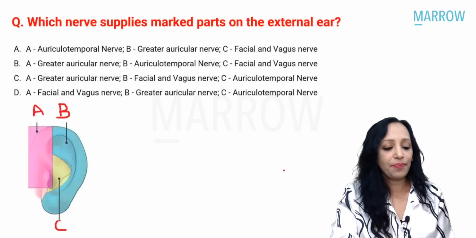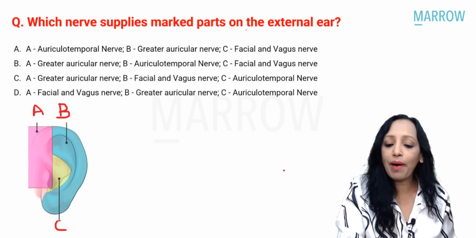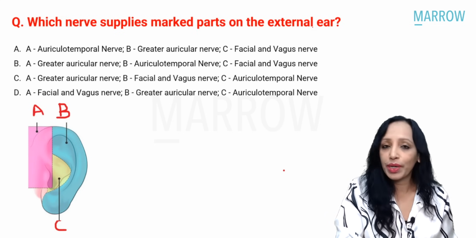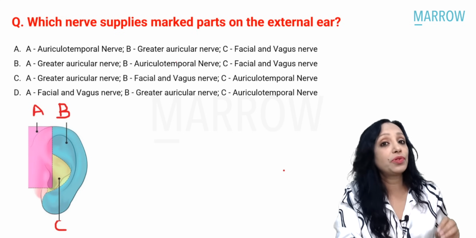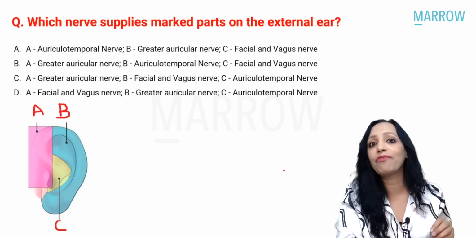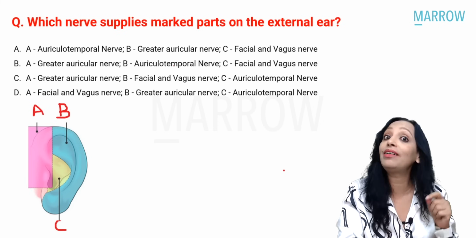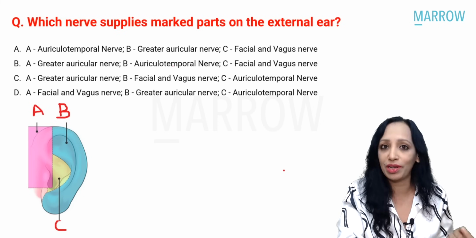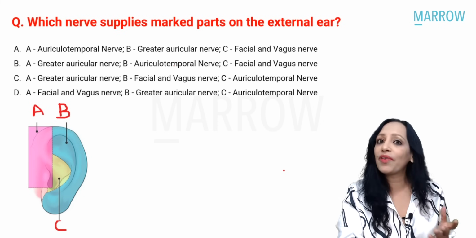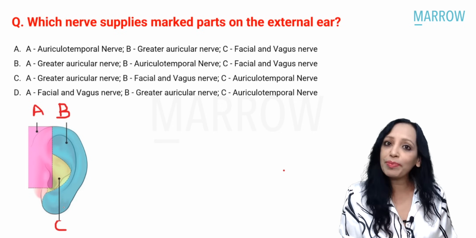The first question: which nerve supplies the marked parts on the external ear? The nerve supply of the ear is a question almost every year in our exams, either directly or as referred otalgia. This time it was a very direct question, the nerve supply of the pinna.